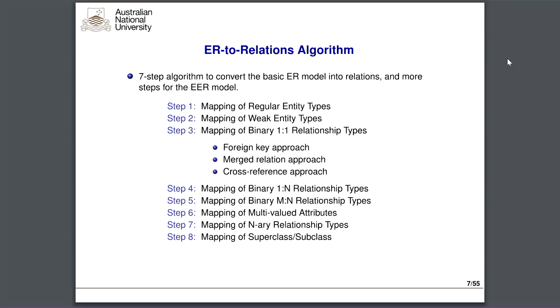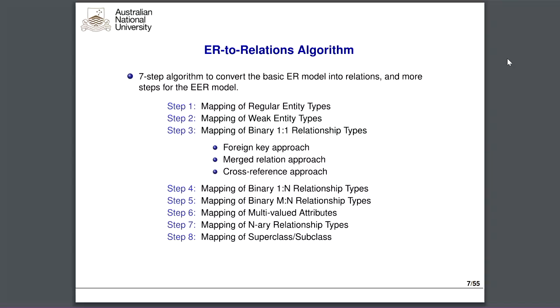Rectangles, I mean. So mapping the binary one-to-one relationship types, there are 3 approaches: the foreign key approach, the merged relation approach, and the cross-reference approach. All these three approaches are slightly for different kinds of goals. In particular, it is the participation scenario where you have total participation or partial participation.